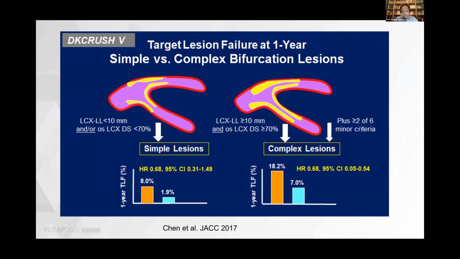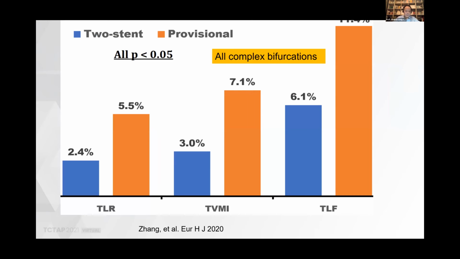So here I don't think we have a different result between DK-5 and EBC main, because on the left panel for the simple lesion group, there was also no difference in terms of the 1 year TLF. Even though this is a post-hoc subgroup analysis from DK-5, it provides a very strong chance to support the enhanced use of systematic two-stent technique for real complex bifurcation lesions defined by the definition criteria. This is our final finding from our definition 2 trial, because we have very strong data to support the strong use of two-stent technique for complex bifurcation lesions.